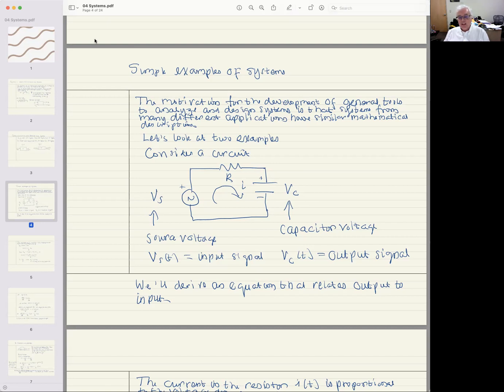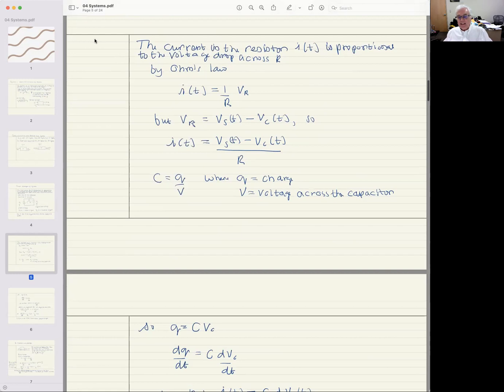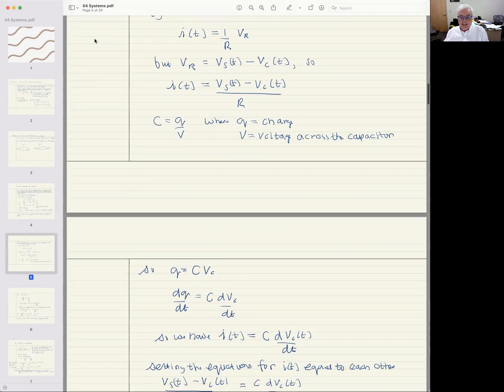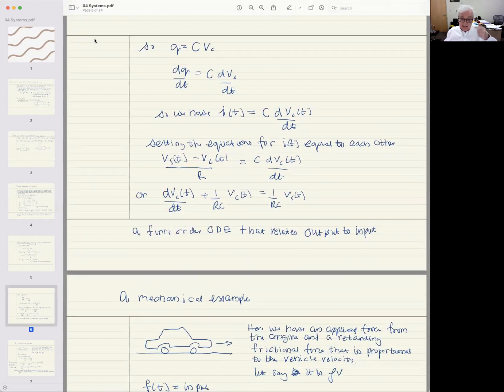But looking at two examples, we could look at a circuit, and there I've given you the source voltage and the capacitor voltage. The source voltage is the input, the capacitor voltage is the output, and you can derive a relationship that relates input to output, basically making use of Ohm's law, eliminating the voltage across the resistor because that's neither input nor output. We can come up with a relationship which I went through in class, and you see we arrive at a first order differential equation that relates output to input.